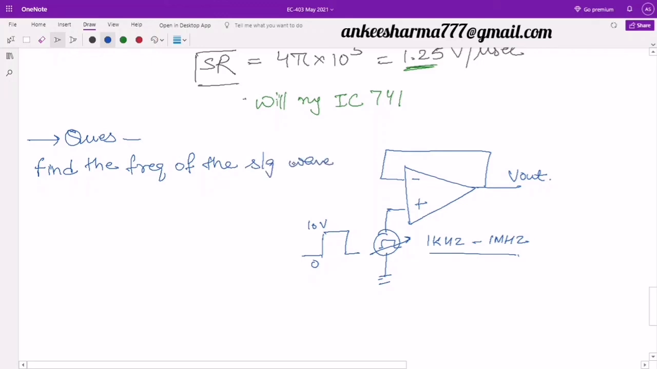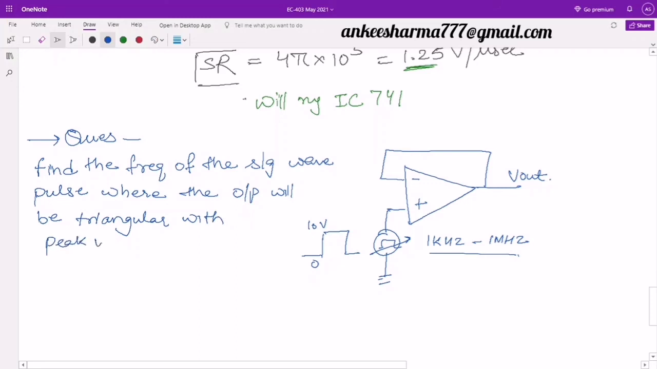wave pulse, where the output will be a triangular wave with a peak voltage of 4 volts, and I will assume here slew rate equal to 2 volts per microsecond. Now this is the question.